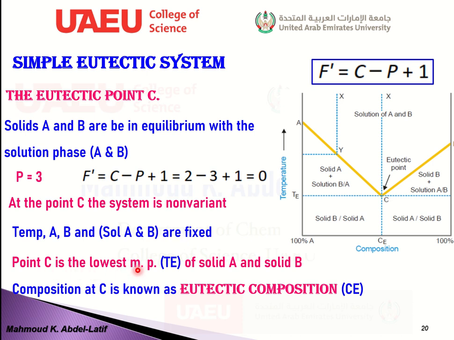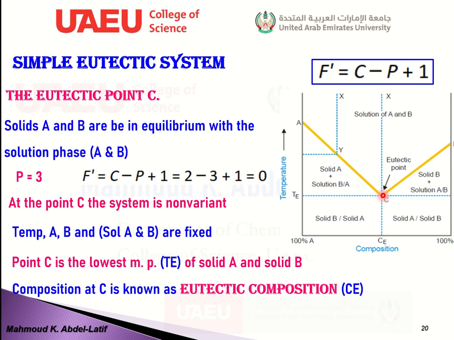Point C is the lowest melting point of solid A and solid B, and the composition at that point is called the eutectic composition. This point is called the eutectic point, and the temperature at that point is called the eutectic temperature.